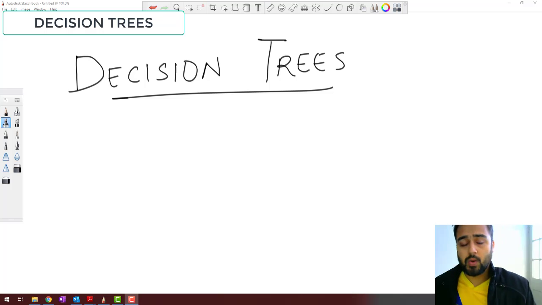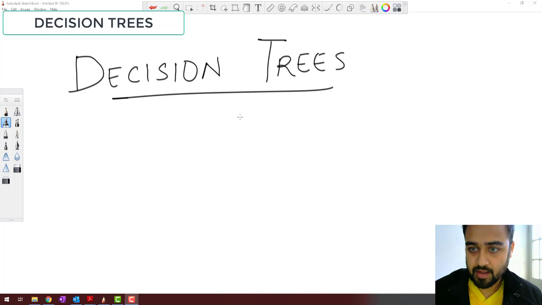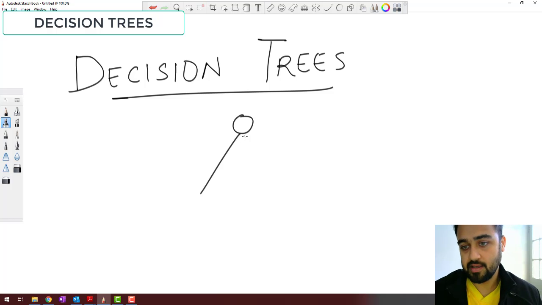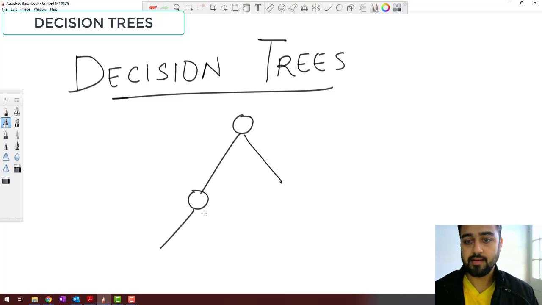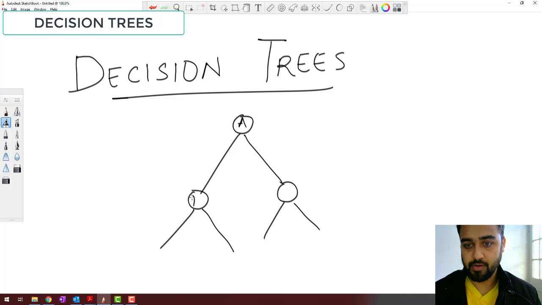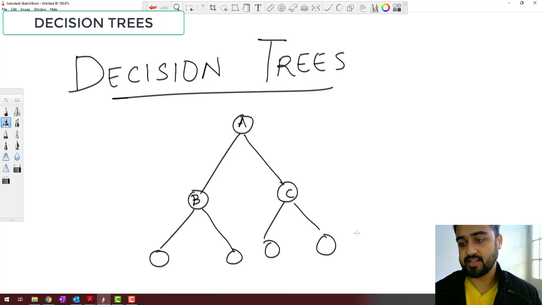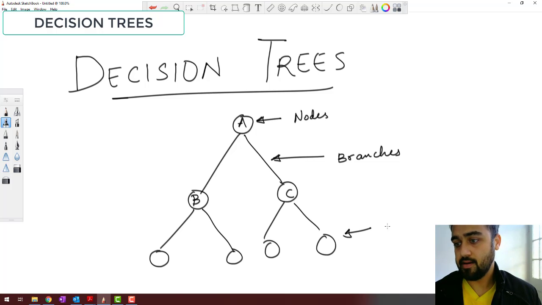Right, so what is a decision tree? A decision tree is basically a flow-like structure which consists of nodes and branches. Each node represents an attribute and each leaf node represents a classification rule. So these are branches, right? These are nodes, and these are leaf nodes.